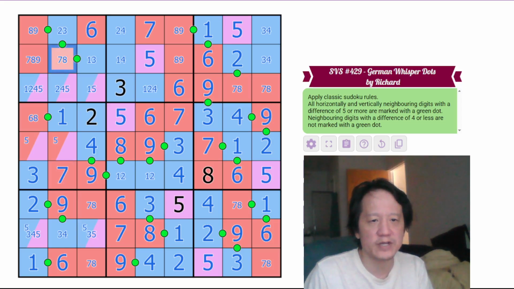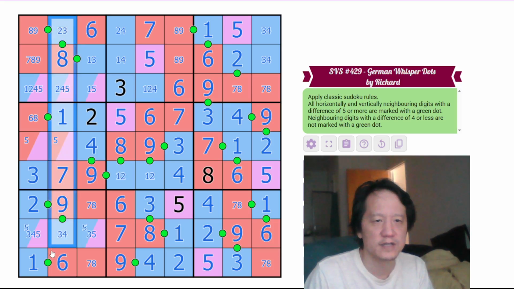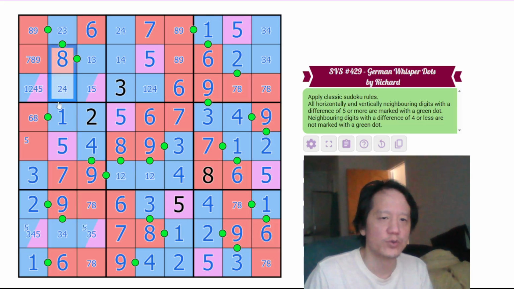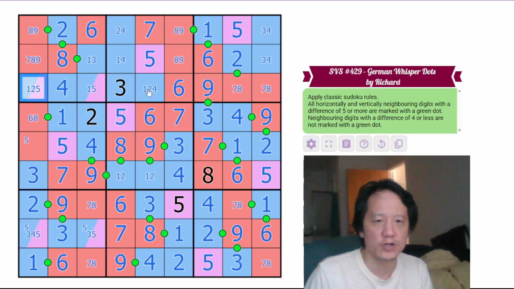This 7 eliminates 7 here, so this is 8. We have 4 highs in column 2, so this cannot be high. This is the medium, which means this can't be medium. This can't be medium. So this is 5. This can't be 5. If this were 2, there would have to be a green German whisper dot between them. So this can't be 2. This is 4, which makes this 3, which makes that 2. The 4 eliminates 4 here and 4 here. The 2 eliminates 2 here.